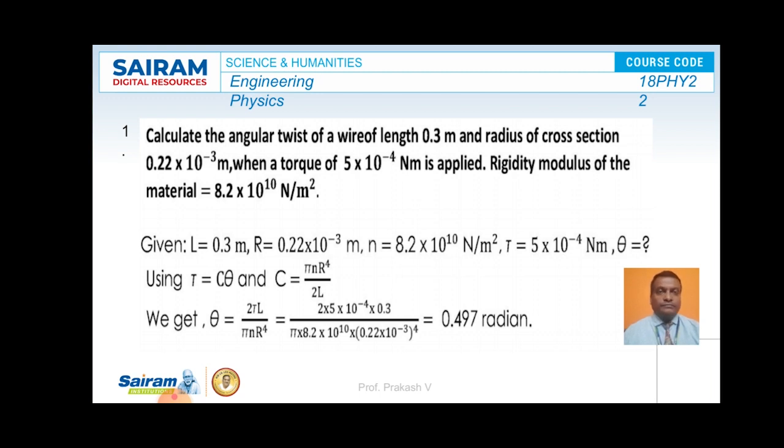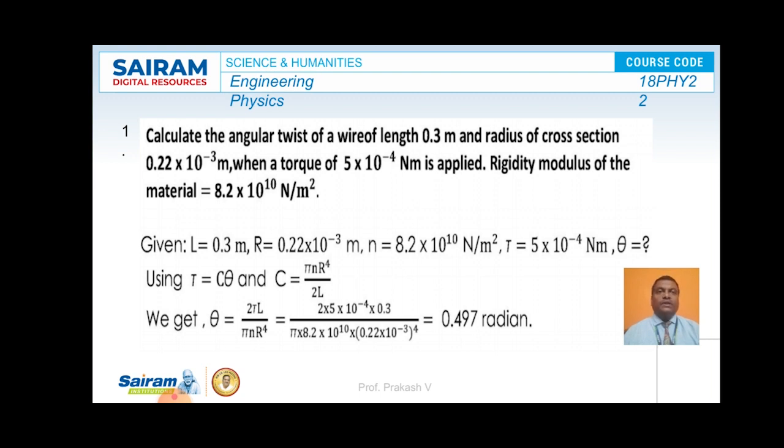What is theta? We know that torque T is C into theta. Further, C is pi n r to the power of 4 by 2L. This is couple per unit twist. And hence the value of theta is 2TL by pi n r to the power of 4. So substitute the values of T, L, pi, n and r to the power of 4. Then we are going to get the value of theta as 0.497 radians. So this is the solution for the given problem.